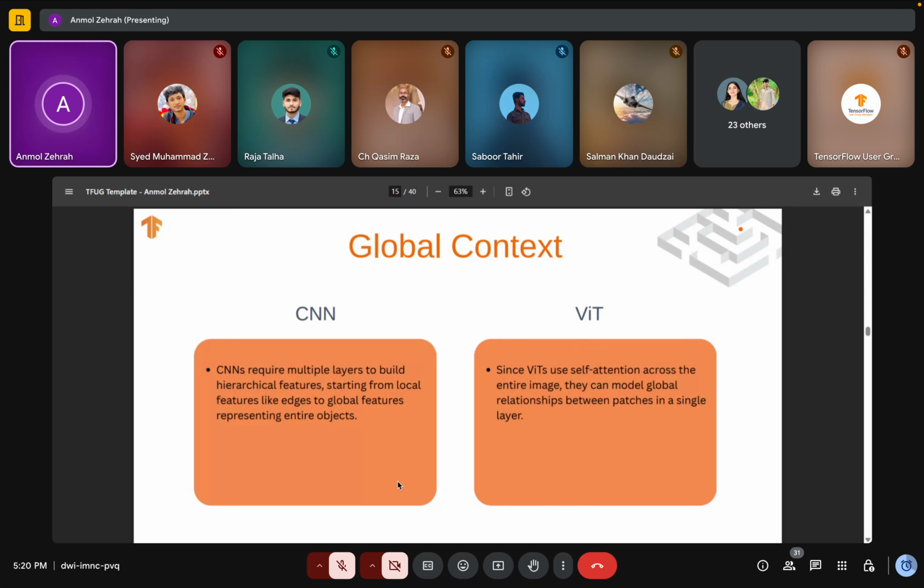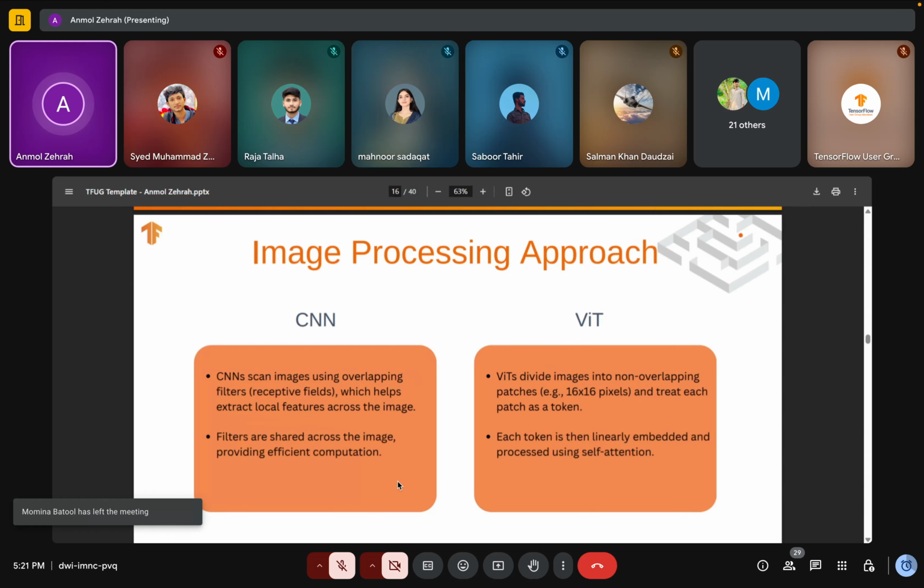Now, image processing approaches. When we talk about image processing, we just saw that CNNs use overlapping filters, right? That kernel or filter is going to slide across the image. Because it's overlapping, it is efficient, and it helps in preserving the spatial structure. But when we talk about ViTs, they split images into fixed-size patches, right? And those patches do not overlap. So it's like how you treat each word in a sentence. These patches will be embedded and then passed through self attention, just like what we discussed.